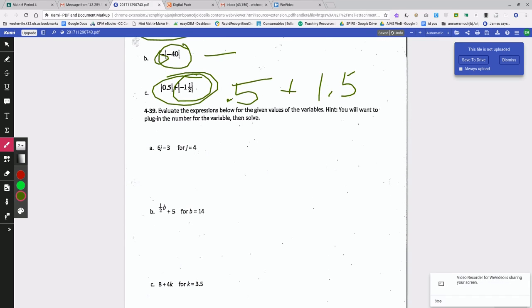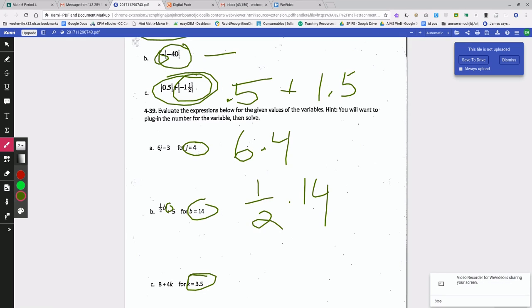439 here, we got some algebra for you. So basically, you're just plugging in whatever our variables are in the problem. So if it's 6j, it just means 6 times 4. Simple as that. 1.5b, so just 1.5 times 14. And then 8 plus 4k, so just 8 plus 4 times 3.5. And just solve.